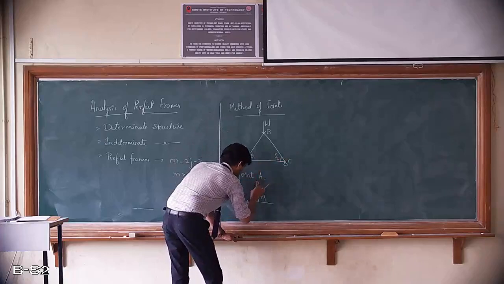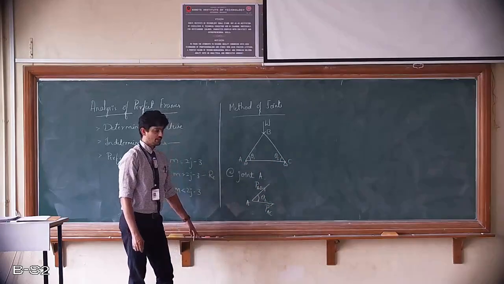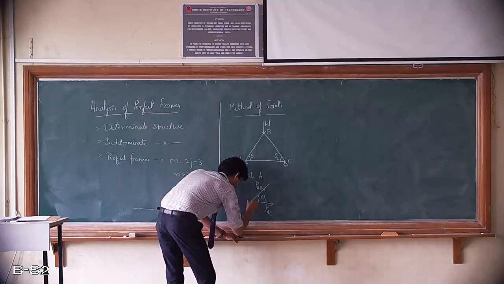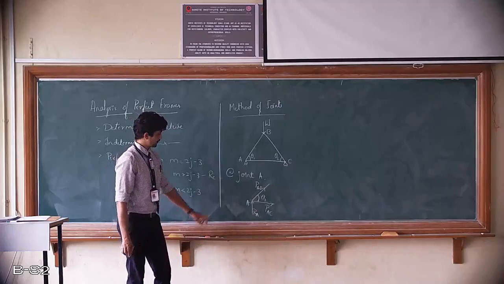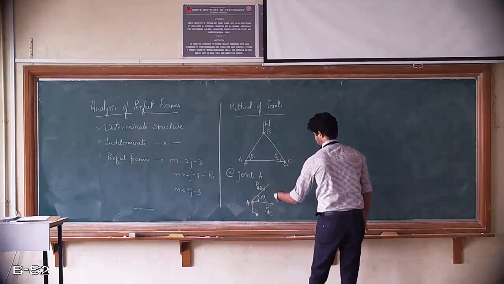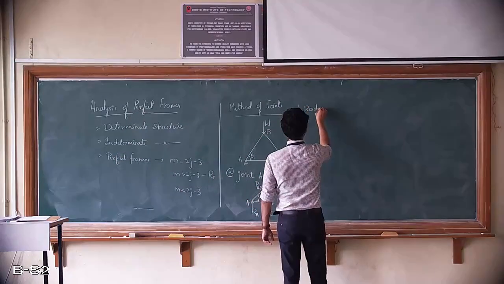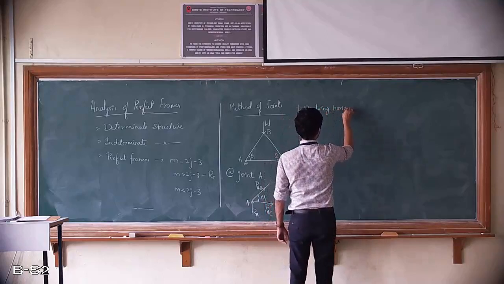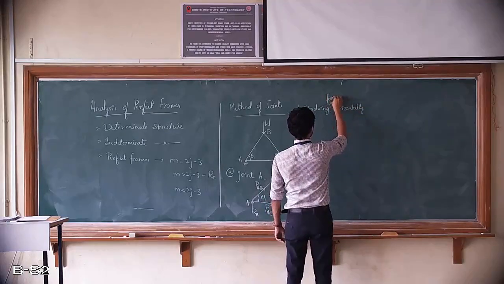That is nothing but PAB. Similarly, here PAC. Now at joint A, there is some reaction force acting vertically, that is RA. Simple enough? Now, let us try to resolve these forces, that is, resolving forces horizontally.